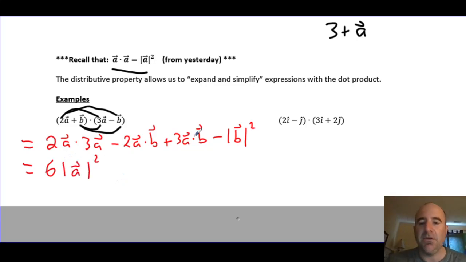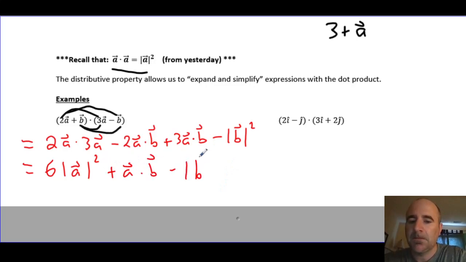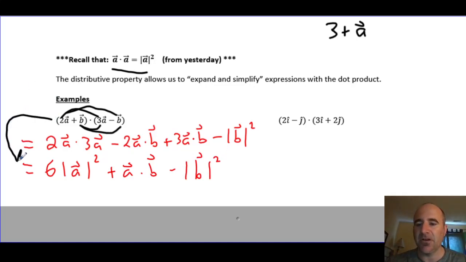And then look at this. If you have 3a dotted with b, it's going to be the same value. So these are like terms. 3ab minus 2ab is just a dotted with b. Kind of like expanding polynomials. Most of the time, you'd probably just go straight to this step right here.